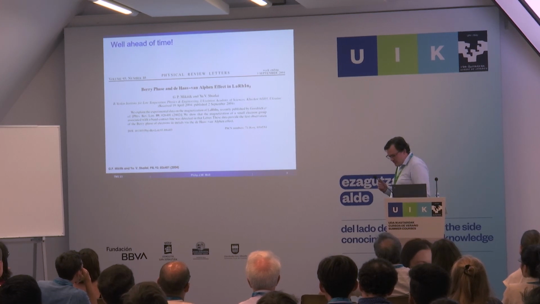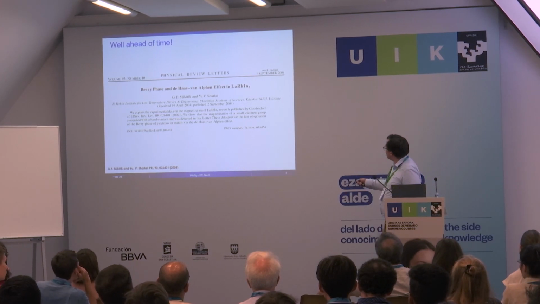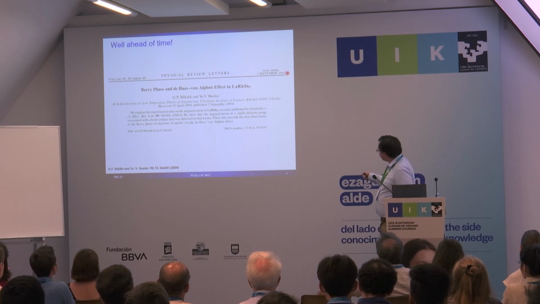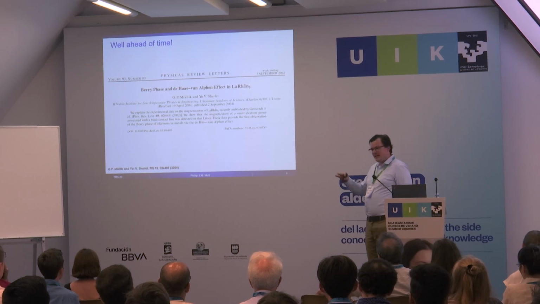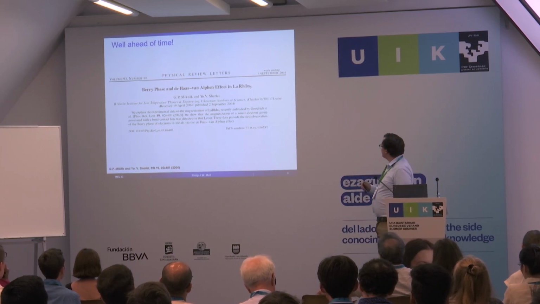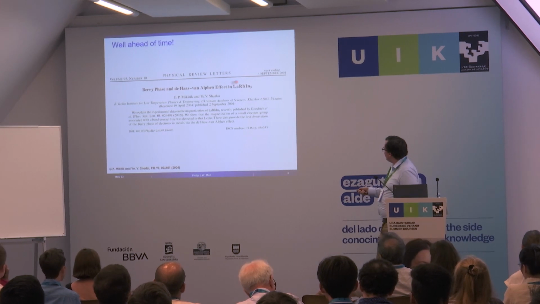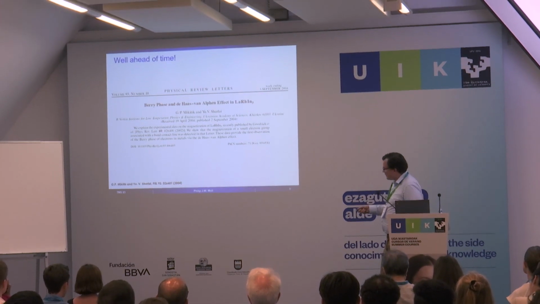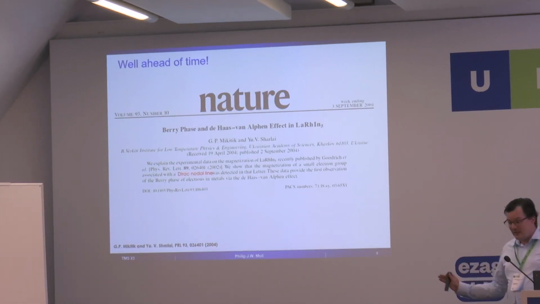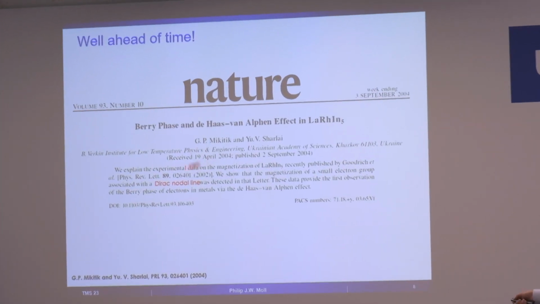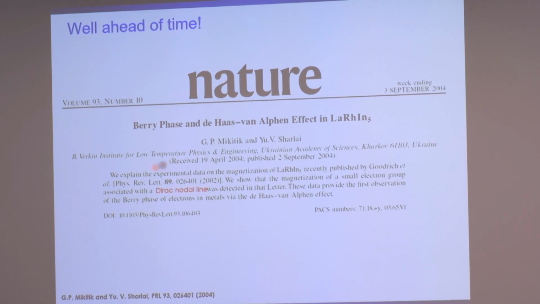That brings me to a very interesting paper from the very early days. This is 2004, well before topology was already a thing, but semi-metallic topology was not. There was this paper about the Berry phase and the de Haas-van Alphen effect in lanthanum rhodium indium 5. I kind of updated this paper. Nowadays this would clearly be in Nature, and they would have replaced the words band contact line with what you would call a Dirac nodal line.